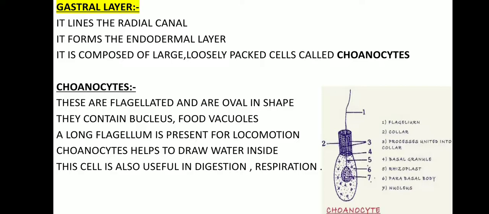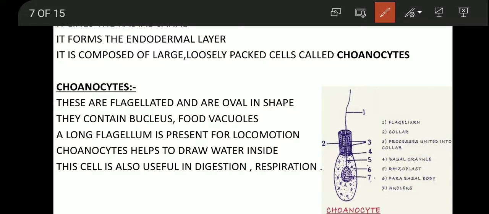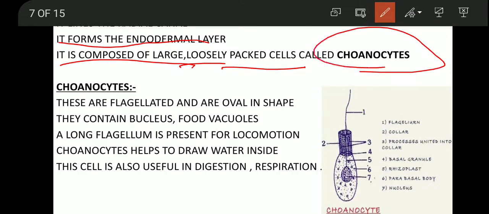We'll be discussing what radial canals are in further videos. It forms the endodermal layer. This is the inside layer, and it is composed of large, loosely packed cells, which means they don't have space between them, and they are called coenocytes.